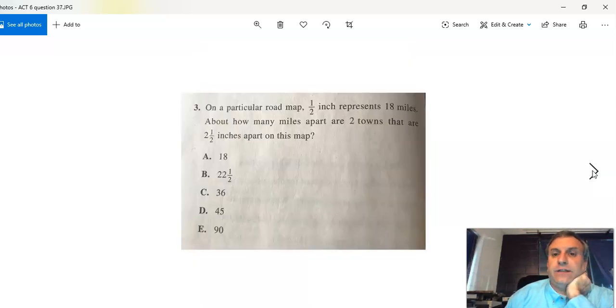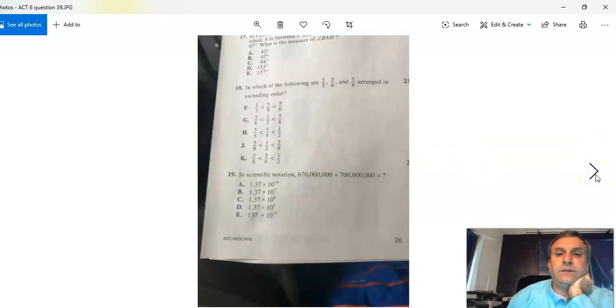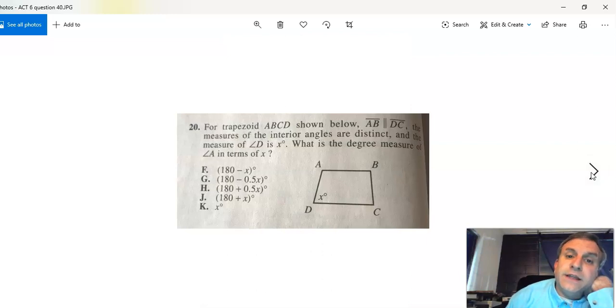All right, ½ inch represents 18 miles. How many ½ inches are in 2½ inches? Okay, I'm going to solve for C. They give me F, they give me D. I got to solve for C. You can do it. Okay, this is the scientific notation. Okay, add that up, figure out what the scientific notation is. That's a calculator problem.